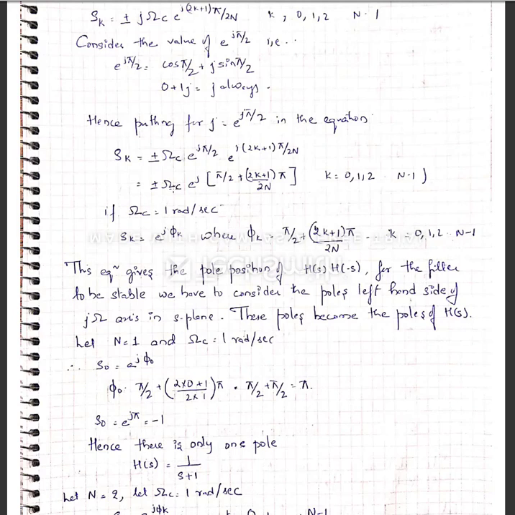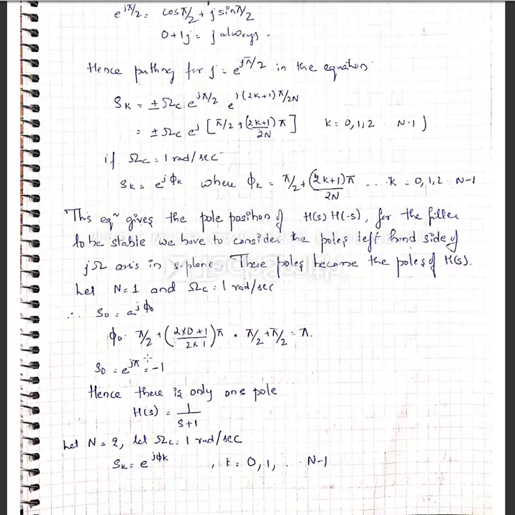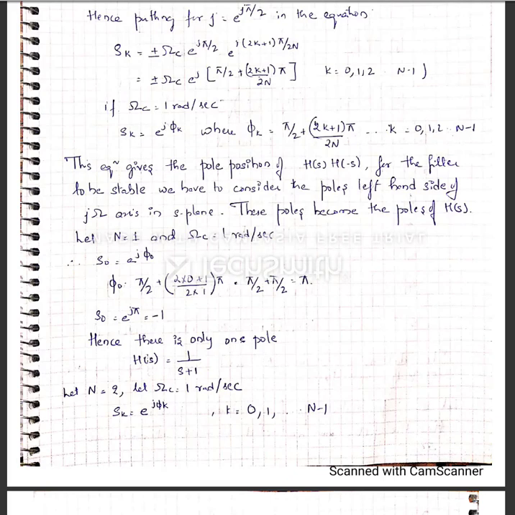Where did this term go? We don't see this omega c here. Why? Omega c is equal to 1. It is a normalized filter. So we end up getting sk is equal to e to the power j pi by 2, this whole term, and this we have written as phi k. That's it.